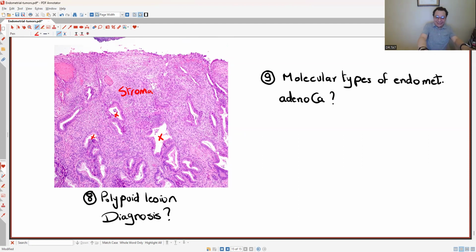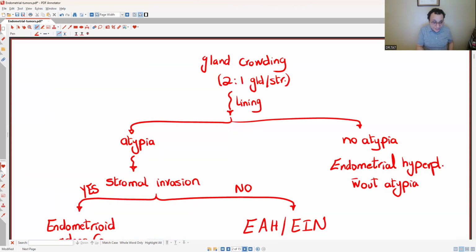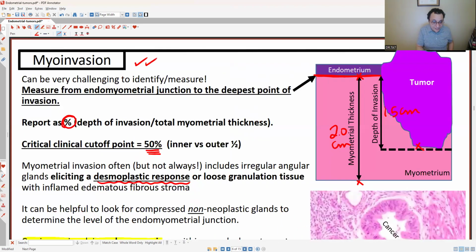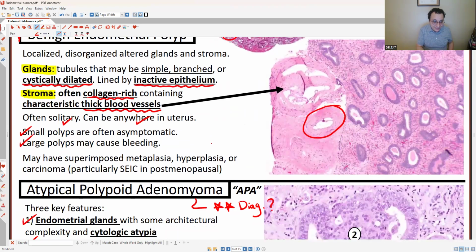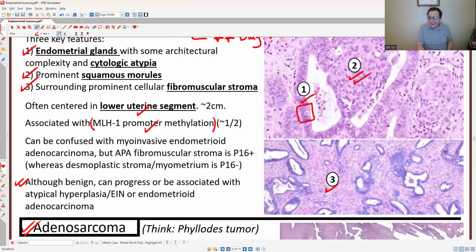So now I added the glands. So what should it be? And it's a polypoid lesion. It's the carcinosarcoma. No, it's the APA. What's the APA? You remember I said this is very boardable. So remember this. Here it is. The atypical polypoid adenomyoma. Oh, that's the APA. Yeah.